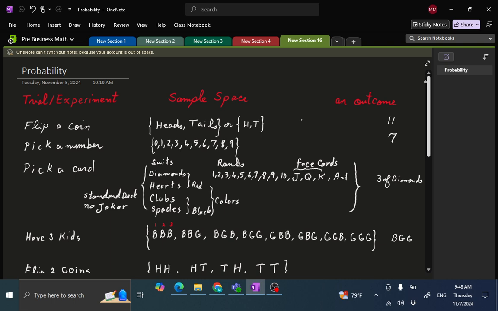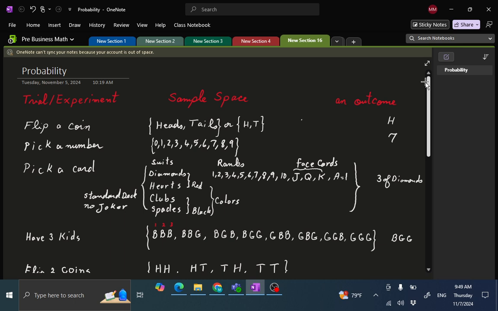The standard notation is that we use curly brackets and list all the events in it, separated by commas, and we don't duplicate events inside that curly bracket, just one H, one T. For picking a number, of course, we have all the digits from 0 through 9. They could be our sample space.